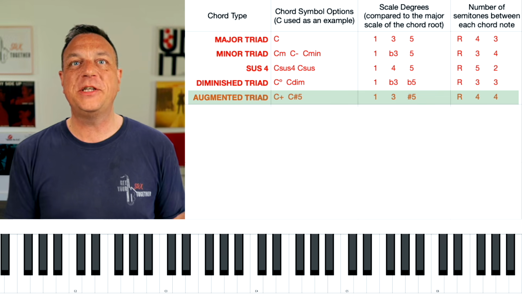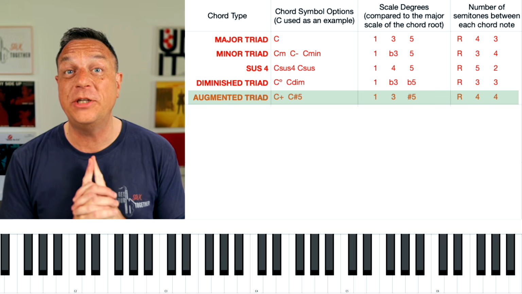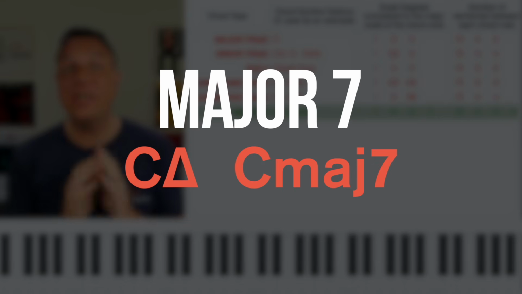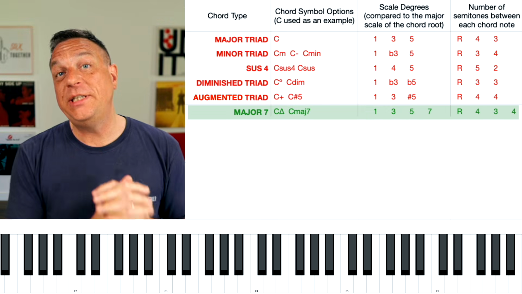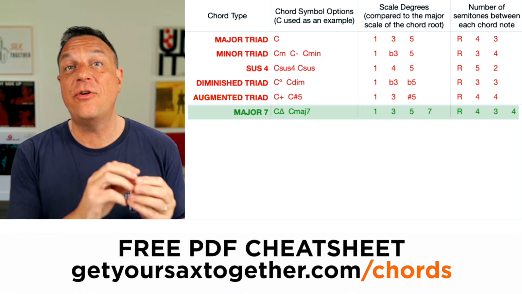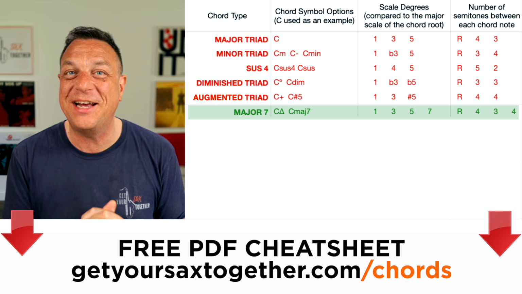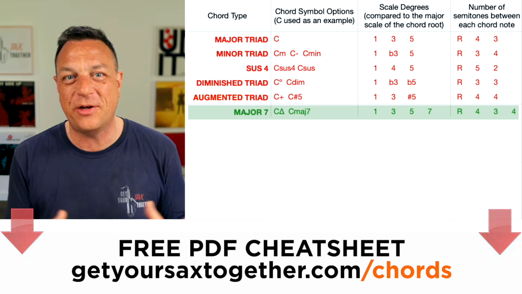So that covers all the triads. Let's move on to all the chords with sevenths now. The simplest chord with a 7 is called a major 7 chord. You notate it with a triangle, or you can write Maj 7. Occasionally you see a capital M and then a 7. That's kind of confusing because it can be confused with minor chords.